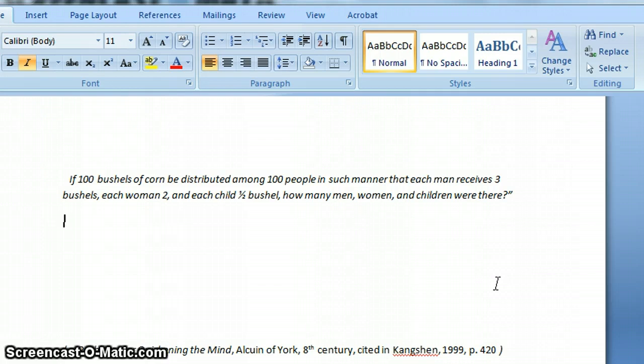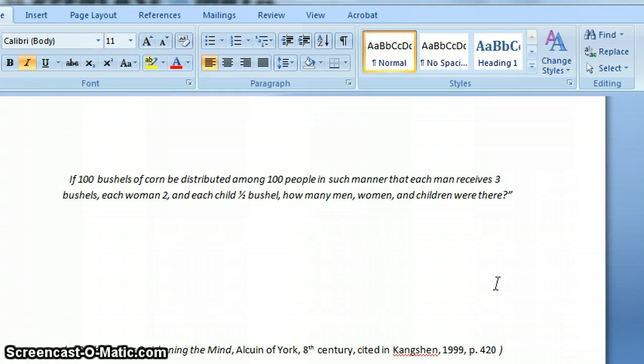This problem has a long history. One of the manuscripts found in Pakistan in 1881, called the Bakhshali manuscript, has this problem also, and the manuscript is dated back to the 3rd century, so we can say this problem has a long history. Today I'm going to show you how to solve this kind of problem.